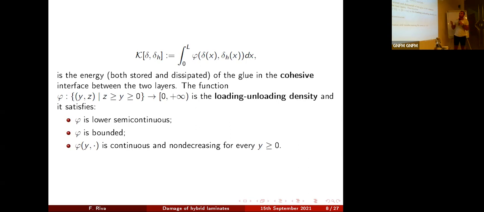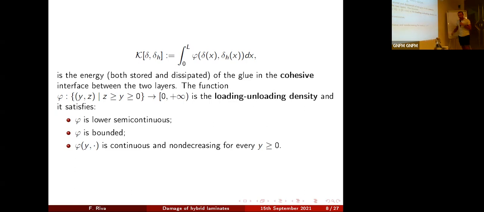Okay, we have the two, and the more important energy for us, for this model, is the cohesive energy. It is an integral over, again, 0 to capital L, of a suitable density called phi, which depends both on the slip and on the history of the slip. This function phi, which depends on two variables y and z, is called the loading and unloading density.